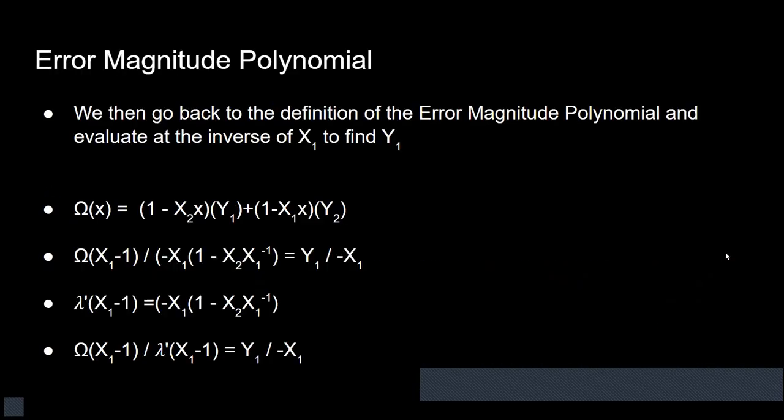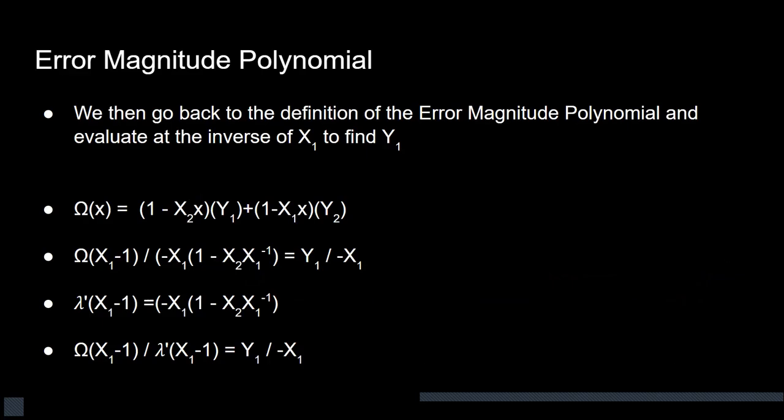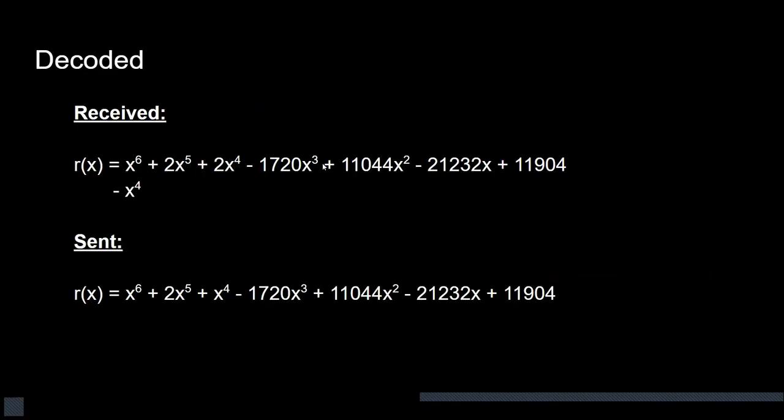We then go back to the definition of the error magnitude polynomial and evaluate at the inverse of the x value to find the y value. As you can see here, we implement the x value and use this to isolate the y values, which we then solve for using the x values, and we get our error polynomial, which we then subtract from the received polynomial, and we receive the sent polynomial.